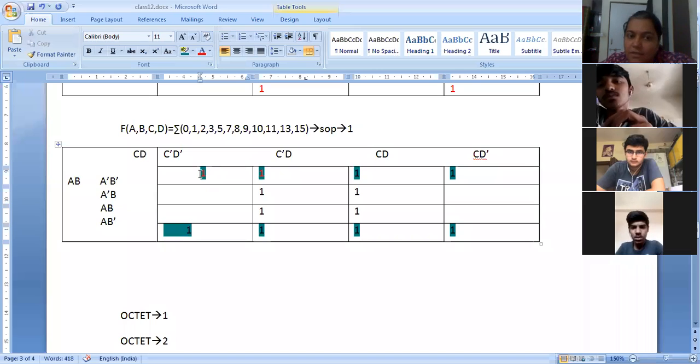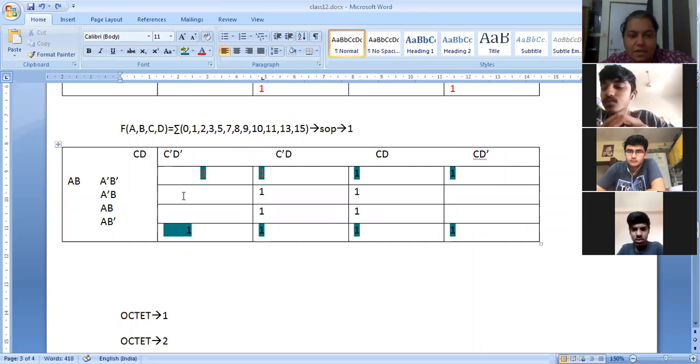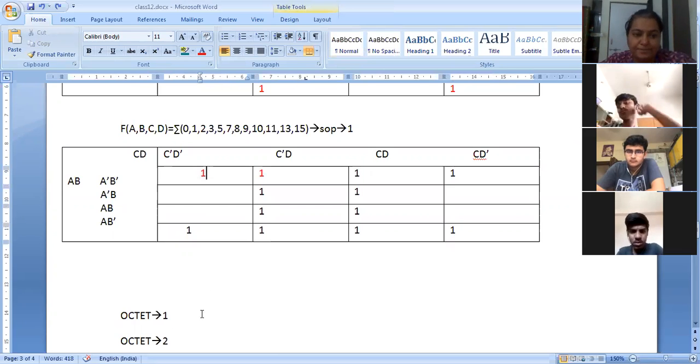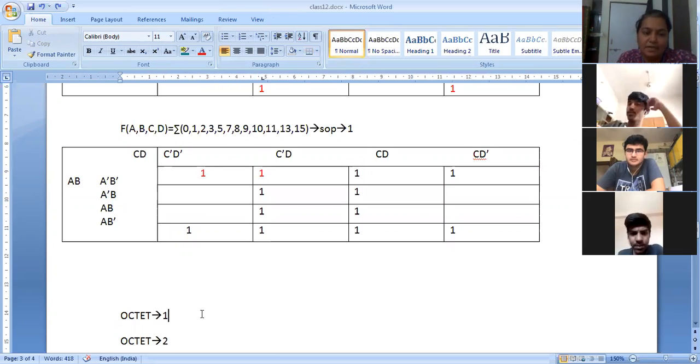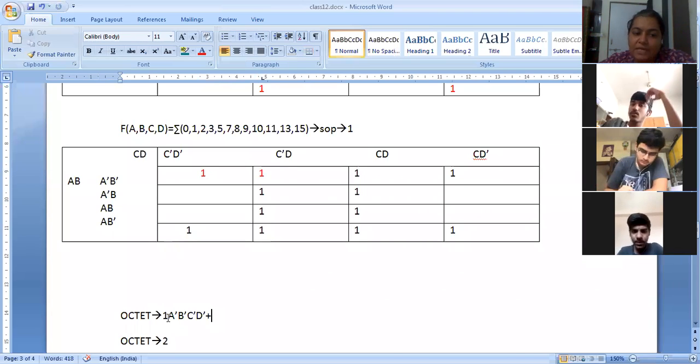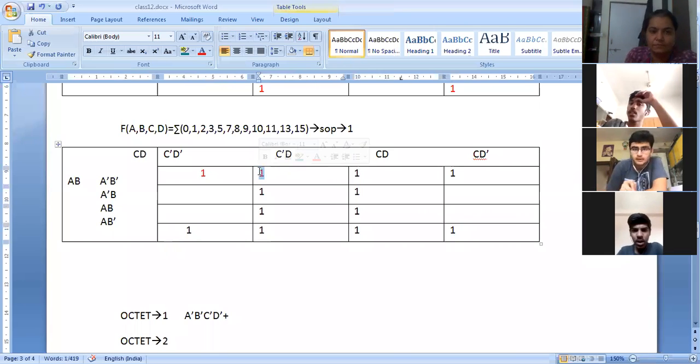First one, 0 place. Let me not highlight this. It looks very ugly. Control Z. What is this place? Tell me. A bar, B bar, C bar, D bar. Yes, A bar, B bar, C bar, D bar. Plus, why plus? Because it is SOP, sum of products. Tell me next term. A bar, B bar, C bar, D.